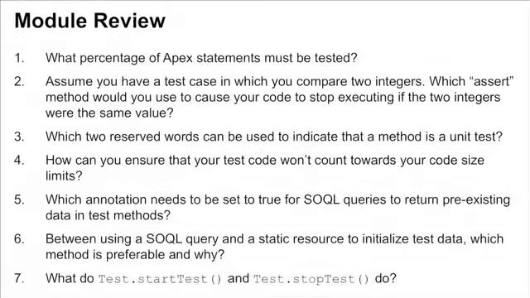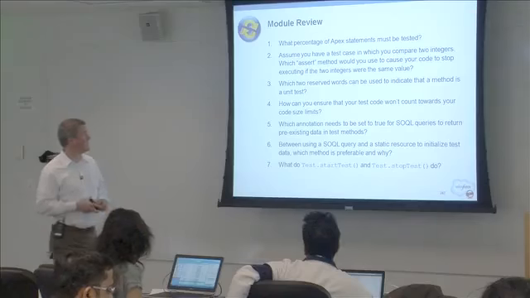So in this case, we want to be notified if they are the same value. That is a bad thing. Therefore, we would use not equals. Okay, very good. Which two reserved words can be used to indicate that a method is a test? Is it the testMethod keyword or the isTest annotation? Very good. We recommend that you use testMethod for your methods, just for the purpose of visually, if you reserve isTest for the class and testMethod for the method, it's a little bit easier to read your code, but it really doesn't matter.